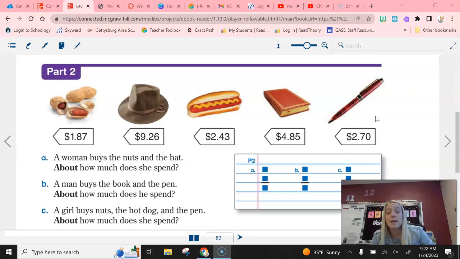All right, you should have been able to estimate and round those. The peanuts, we already said we would round up to $2. The hot dog is $2.43. Remember, you're thinking of that number line from 0 to 100. 43 is a little closer to 0 than it is 100. So I would probably round that down to $2. So we have 2 for the peanuts, 2 for the hot dog, and we already said the pen was $3. We're rounding that up. So 2 plus 2 plus 3 should have been 7. And about how much did she spend? $7. I hate to say it, but with inflation right now, those prices are going to be a lot higher than that.